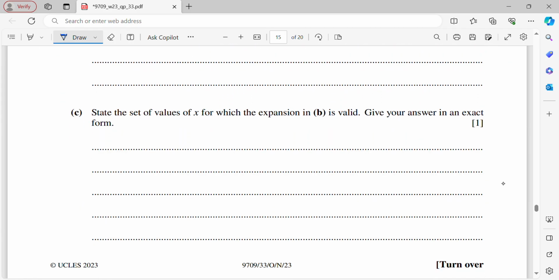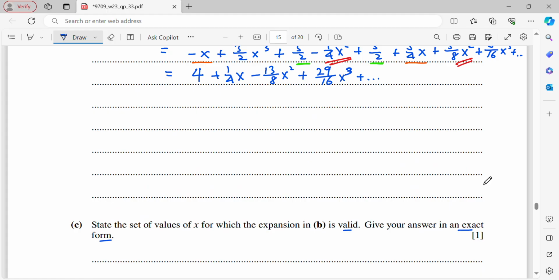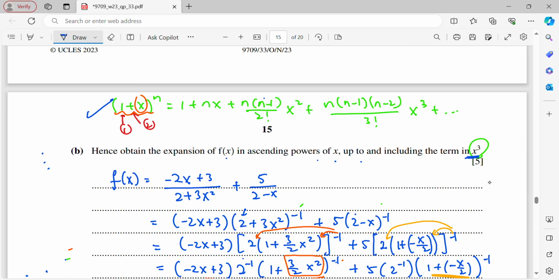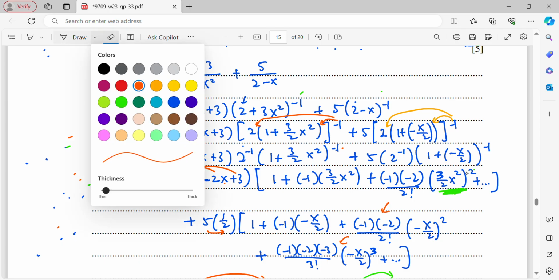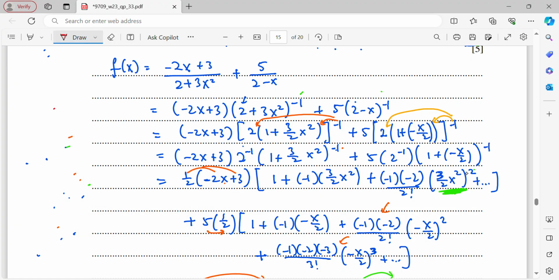Okay, C, state the set of x values for which the expansion in B is valid. Give your answer in exact form. So for the expansion to be valid, let's go back to the original form. This expansion is valid when the modulus of x is less than 1. So that means we have to refer to the general form, which means here I need to let the modulus of this and this be less than 1.